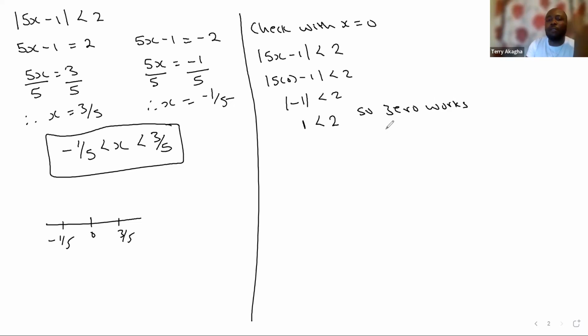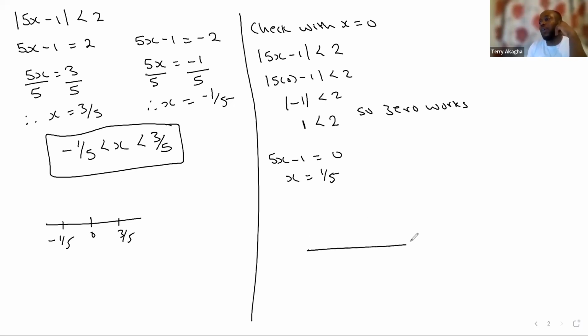Then you want to draw the graph. It's going to be the same thing. You equate the 5x minus 1 to be equal to 0. So 5x minus 1 equals 0. You take 1 to the other side, so x is going to be 1/5. Okay. So x is 1/5.